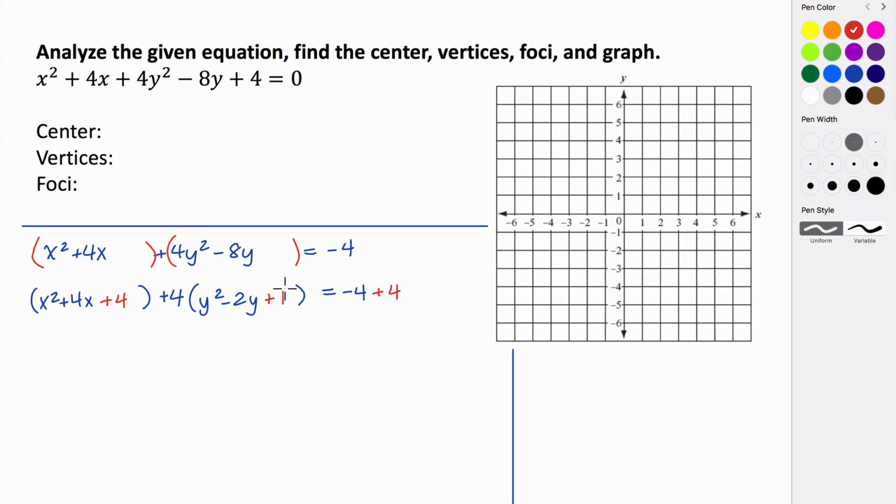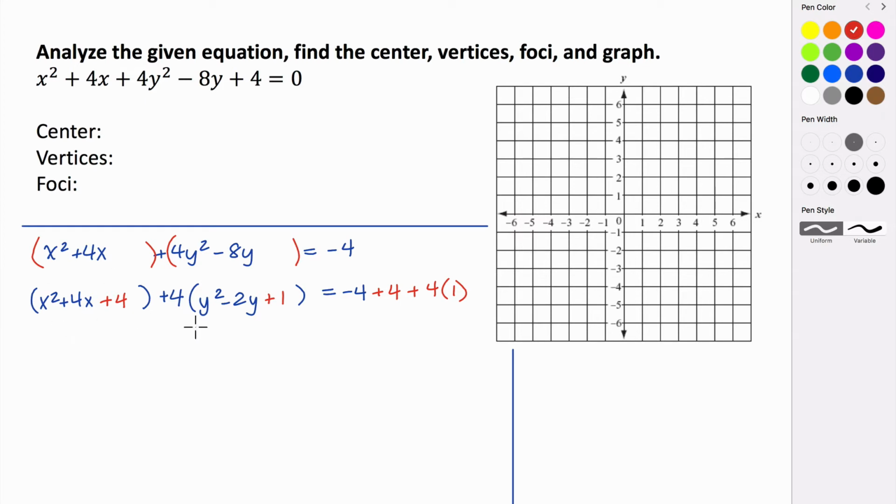Now we're not actually just adding a 1, because this 1 is really being multiplied by 4. So if we were to distribute this 4 back in, it would really just be a 4. So we're adding a 4 in, another 4. It looks like we added a 1, but it was really 1 times this 4, right? So it's 4 times 1.